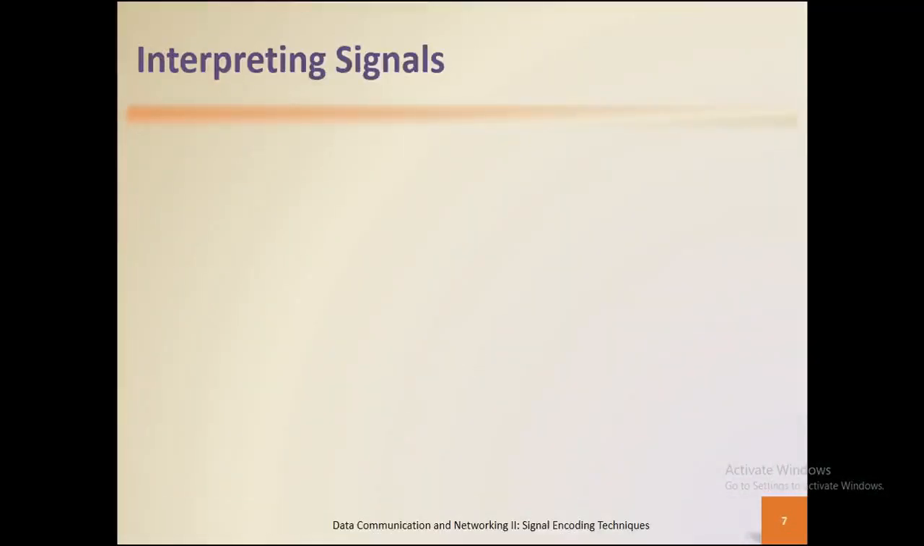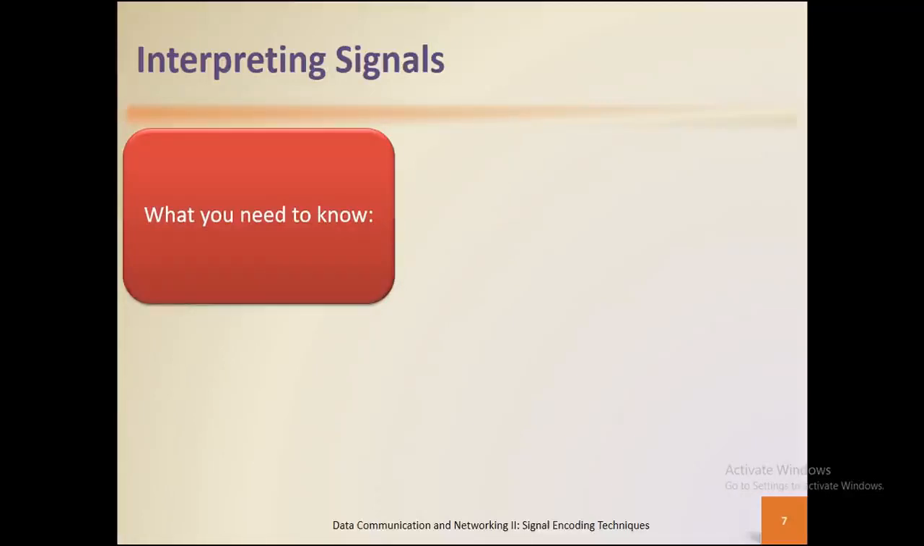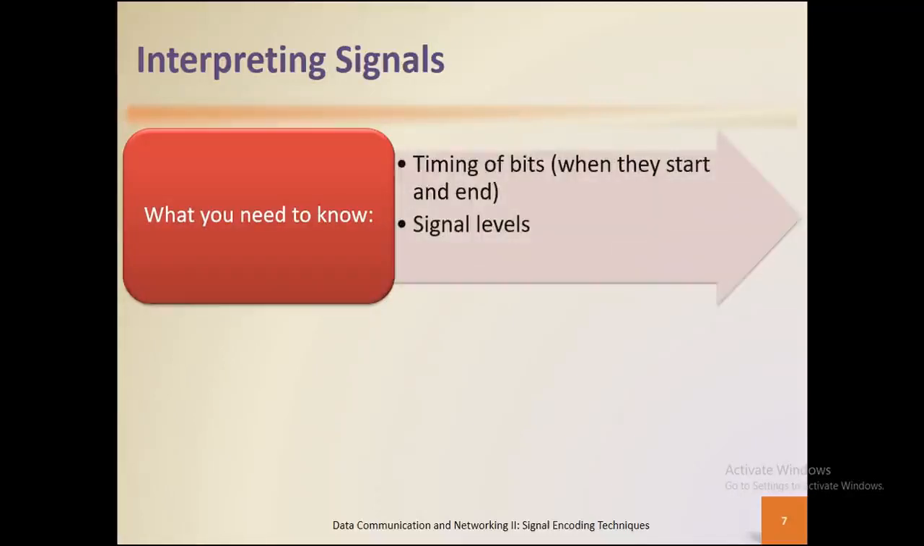Interpreting signals: what are some of the things that you need to know? Well, first of all, you need to know about the timing of a given bit. If you want to interpret a signal, you need to know the time of bits, that's when the bit starts and when it ends. And when it comes to the analog level, you want to look at the levels of the given signal.